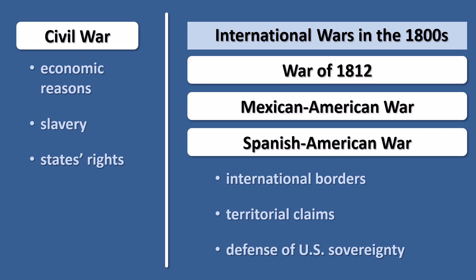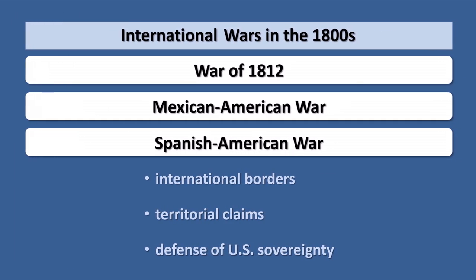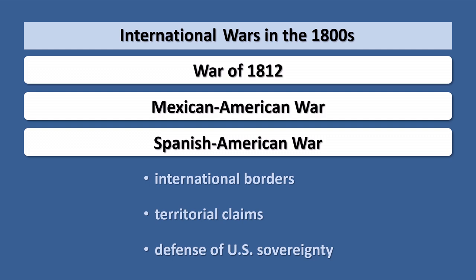The War of 1812, the Mexican-American War, and the Spanish-American War were fought to protect U.S. claims, to expand U.S. territory, to increase U.S. influence, and to defend U.S. sovereignty, among other reasons. Each of these wars had a major impact on the way the U.S. looks on a map today. Large pieces of land that had previously been under British, Mexican, or Spanish control were added to the U.S. in connection with these conflicts.